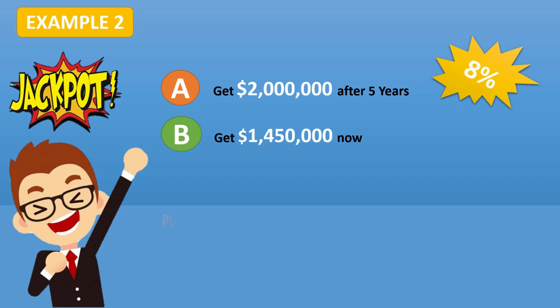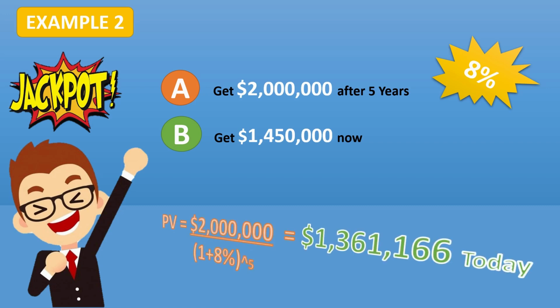Now we will just put the values in the formula to find out the present value of $2 million. The present value will be $1,361,166. So with the help of a simple calculation you can see that taking $1,450,000 today is better than to receive $2 million after 5 years.